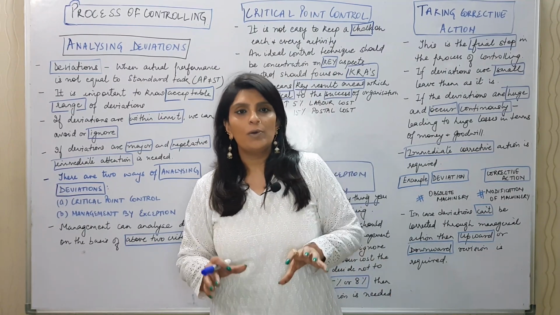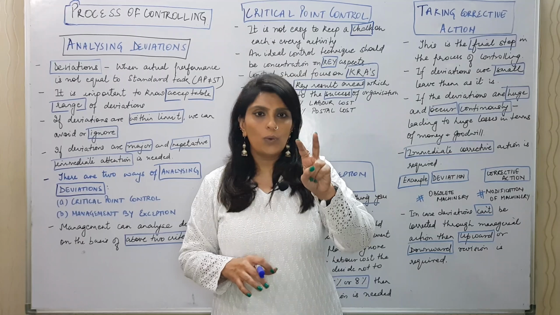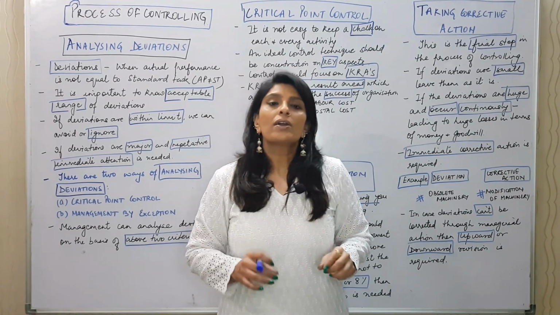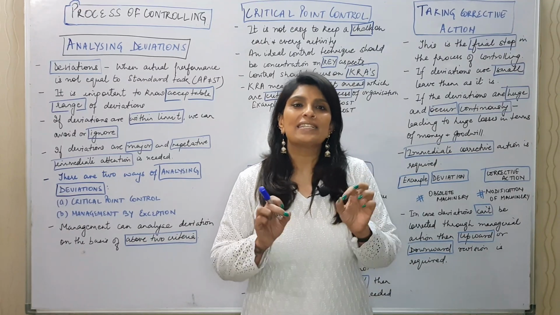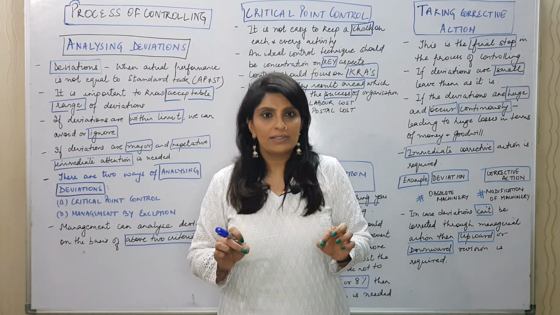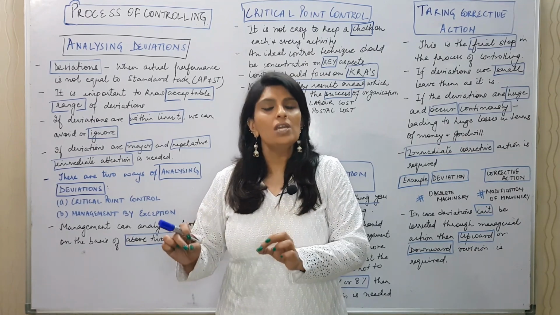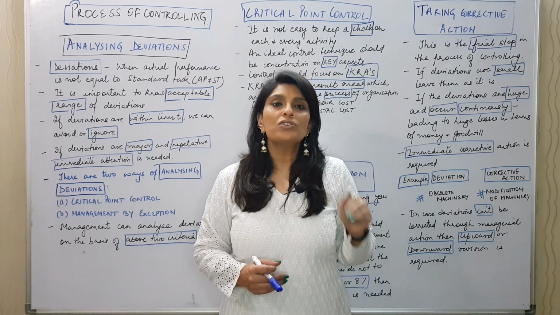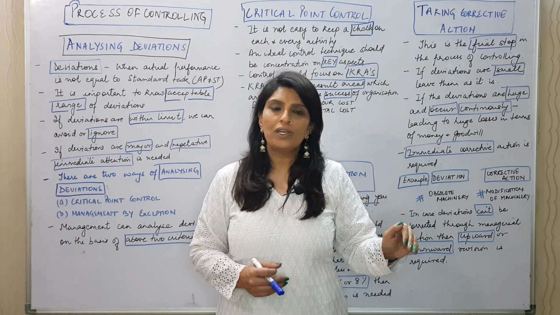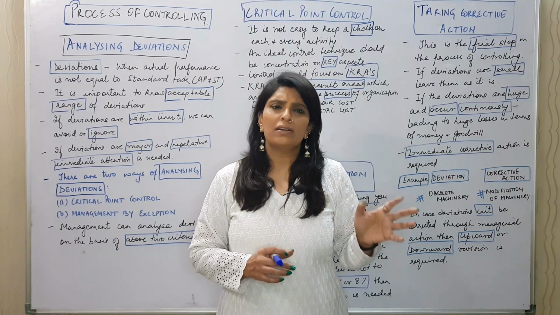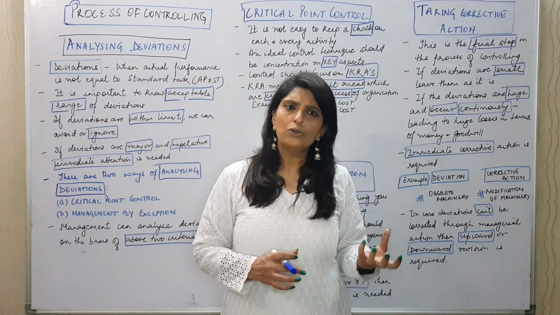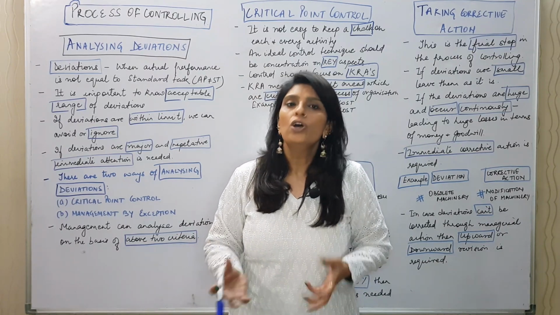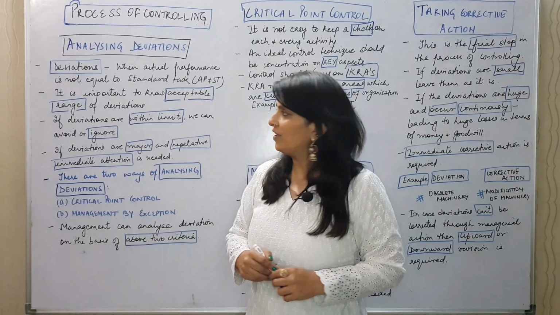So for the purpose of measuring a deviation, there are two ways. One is critical point control and the other is management by exception. Critical point control talks about the key result areas, those points which are critical to the success of the organization, whereas management by exception talks about concentrating on important matters by the superior and letting the unimportant matters, which are not of real value to the superior, be dealt with by the subordinate, because that's what we do delegation for.